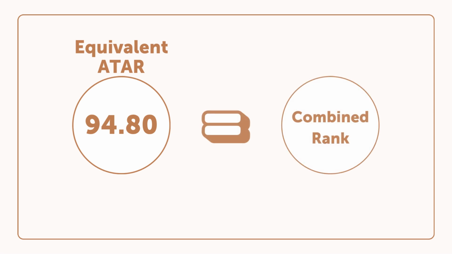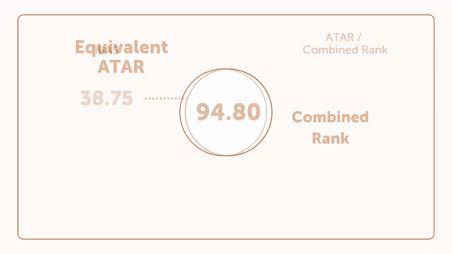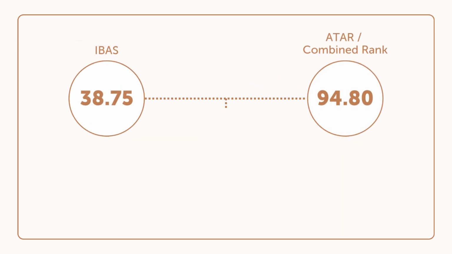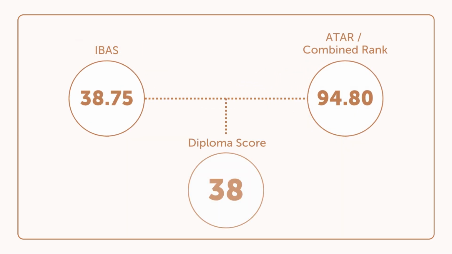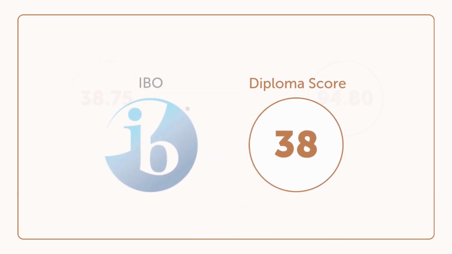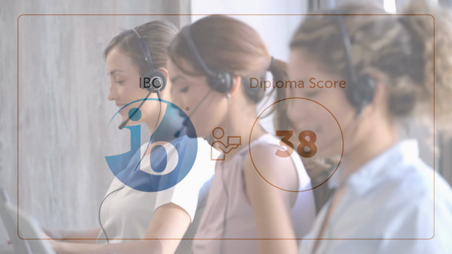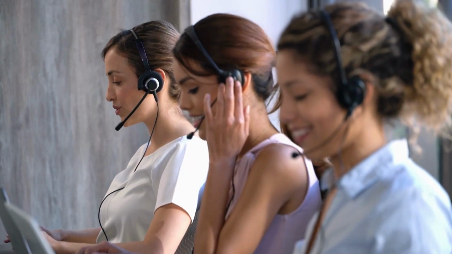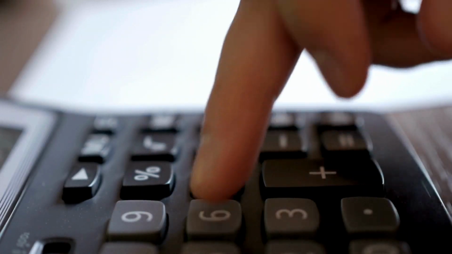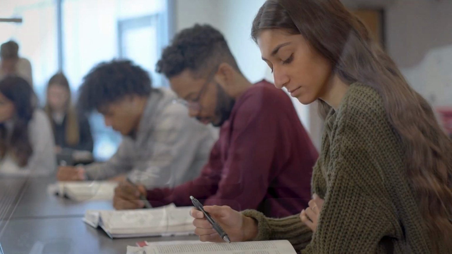This equivalent ATAR is called a combined rank. It's important to remember that the IBAS and the combined rank do not replace your diploma score, which will always be the score given to you by the IBO. If there are any updates to your diploma score as a result of an inquiry upon results or an EUR or other changes from the IBO, they will inform us, and then we'll recalculate your IBAS and combined rank accordingly.